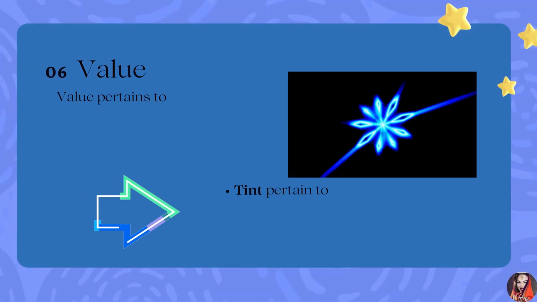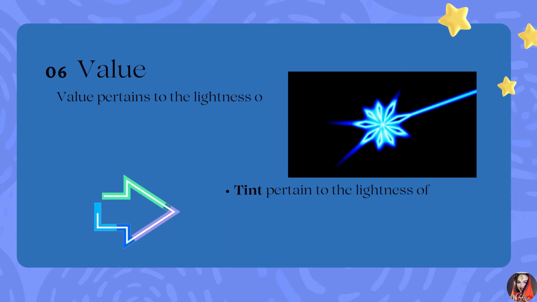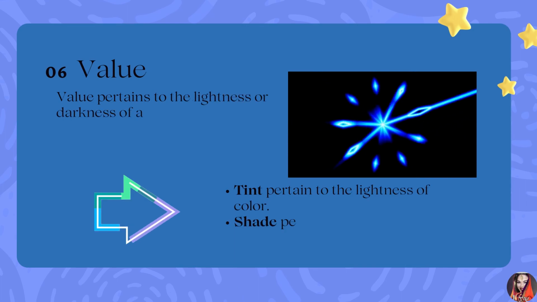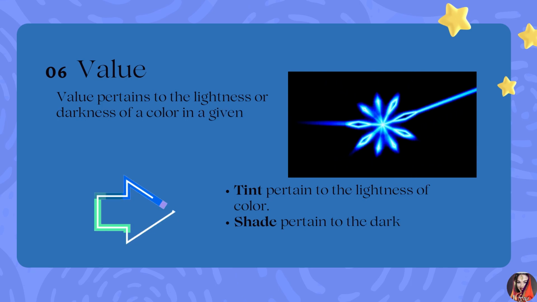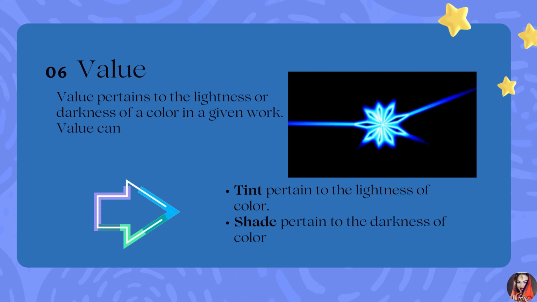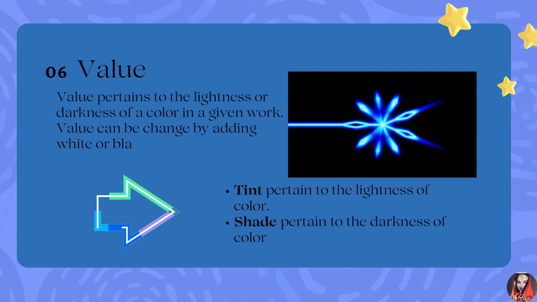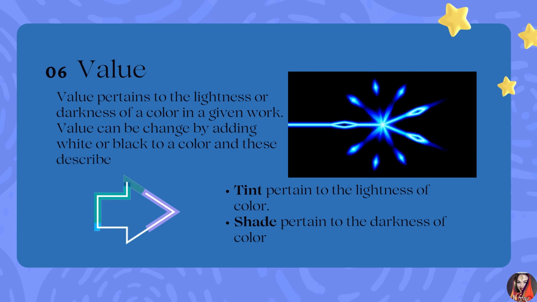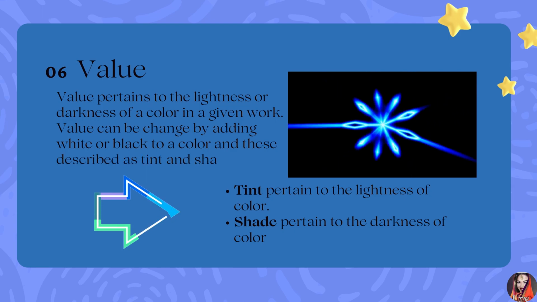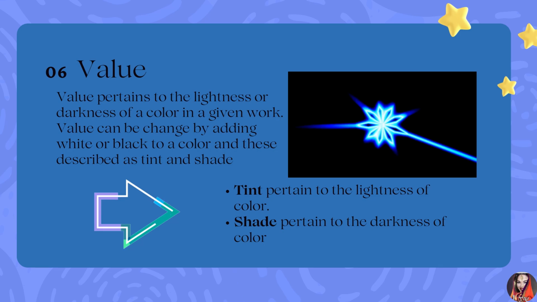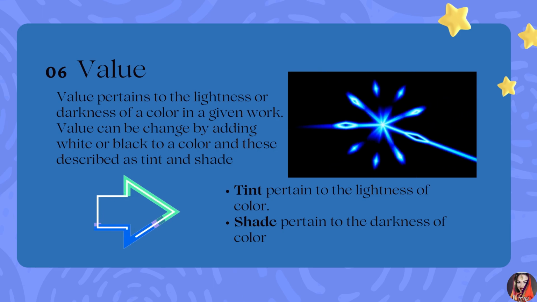Number 6 is value. Value pertains to the lightness or darkness of a color in a given artwork. Value can be changed by adding white or black to a color, and this is described as tint and shade. Tint pertains to the lightness of a color, and shade pertains to the darkness of a color.